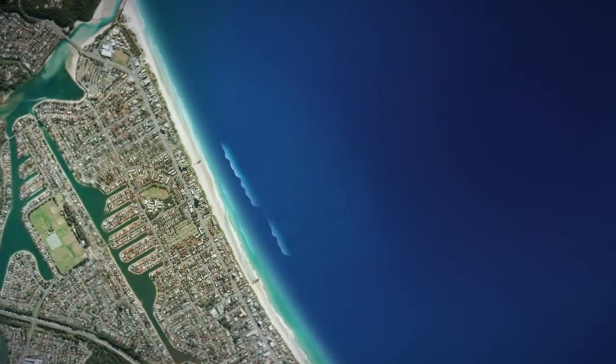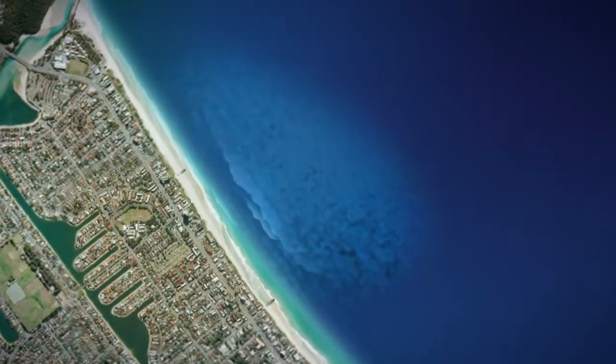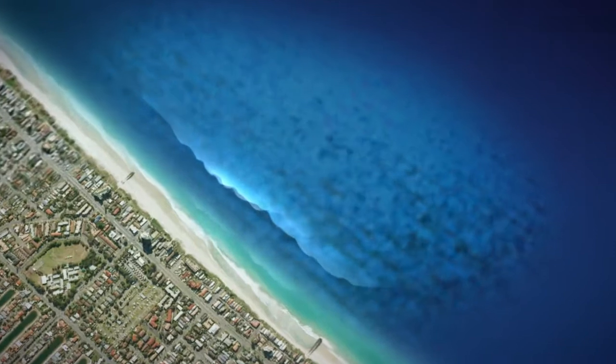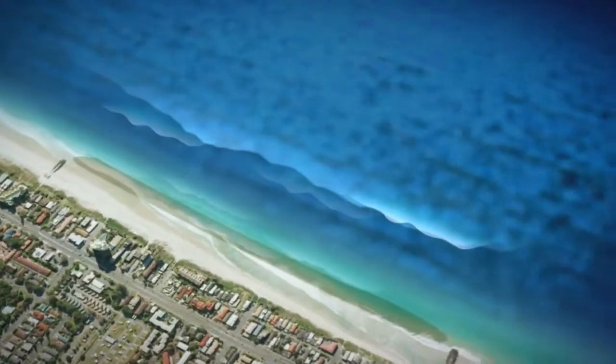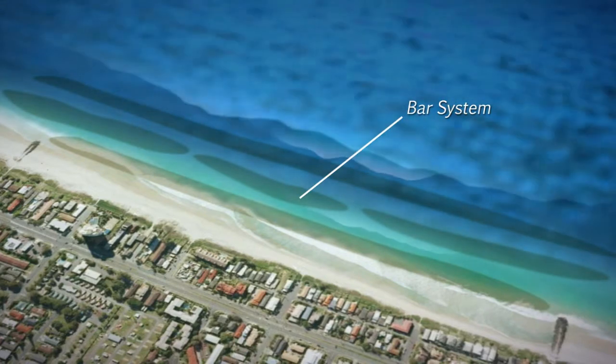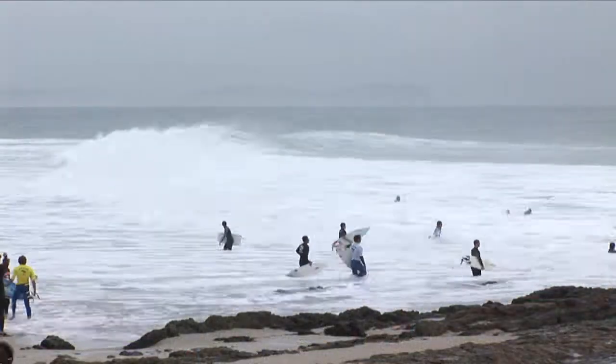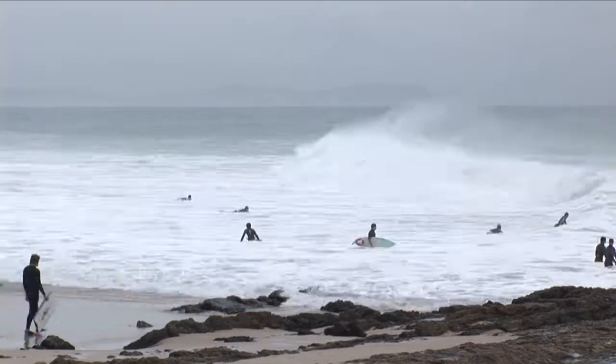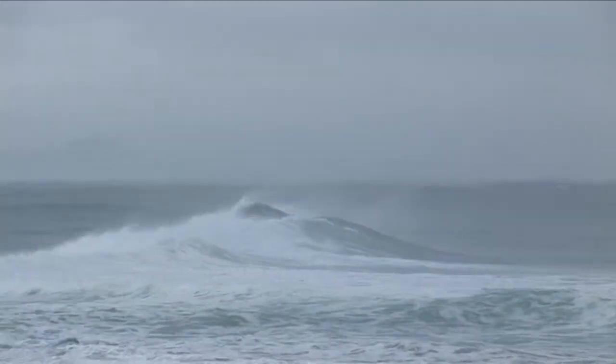A natural system on the Gold Coast is what we call a barred system. In other words, there's always going to be an offshore sandbar on the Gold Coast because of the nature of the wave climate. It's quite an energetic wave climate, and so we never get to a point where it's so calm that the bar disappears.